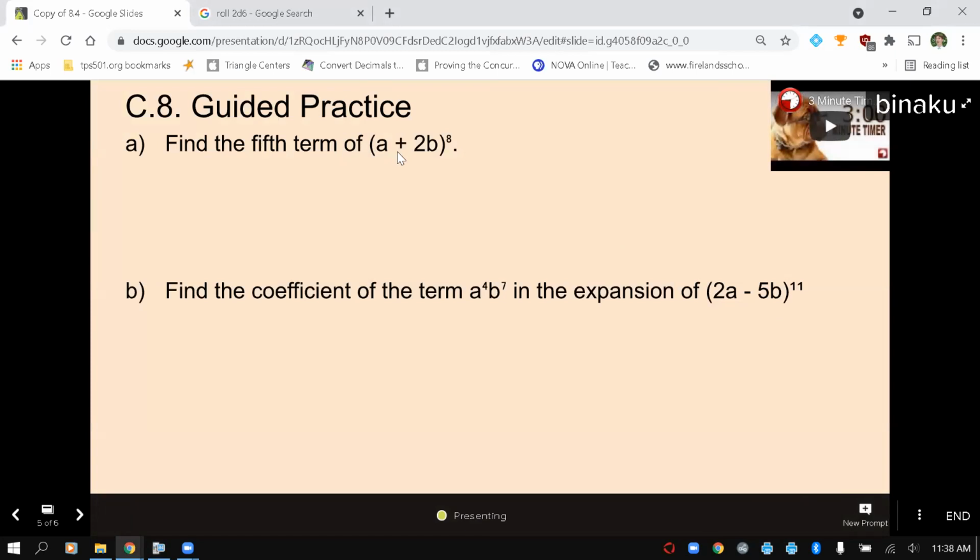Find the fifth term of a plus 2b to the eighth, and find the coefficient of this term in this expansion.